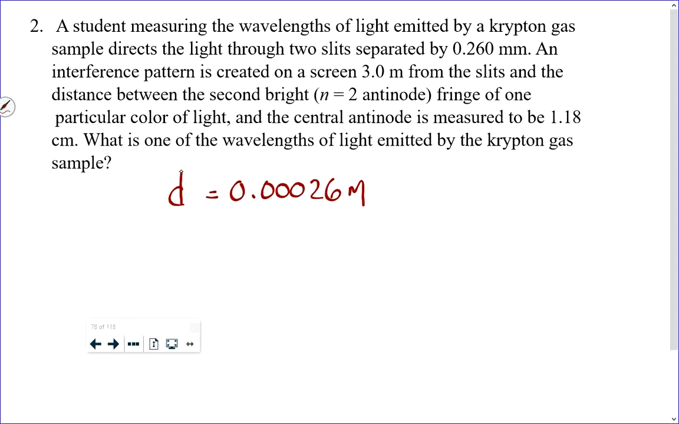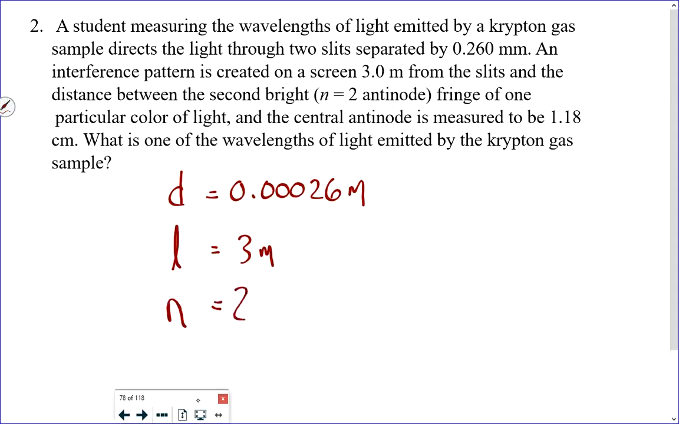The interference pattern is located on a screen 3 meters away, so that's L equals 3 meters. The distance between the second bright fringe and the central bright spot or antinode, so that's N equals 2, is measured to be 1.18 centimeters, so this is our x, which is 0.0118 meters.